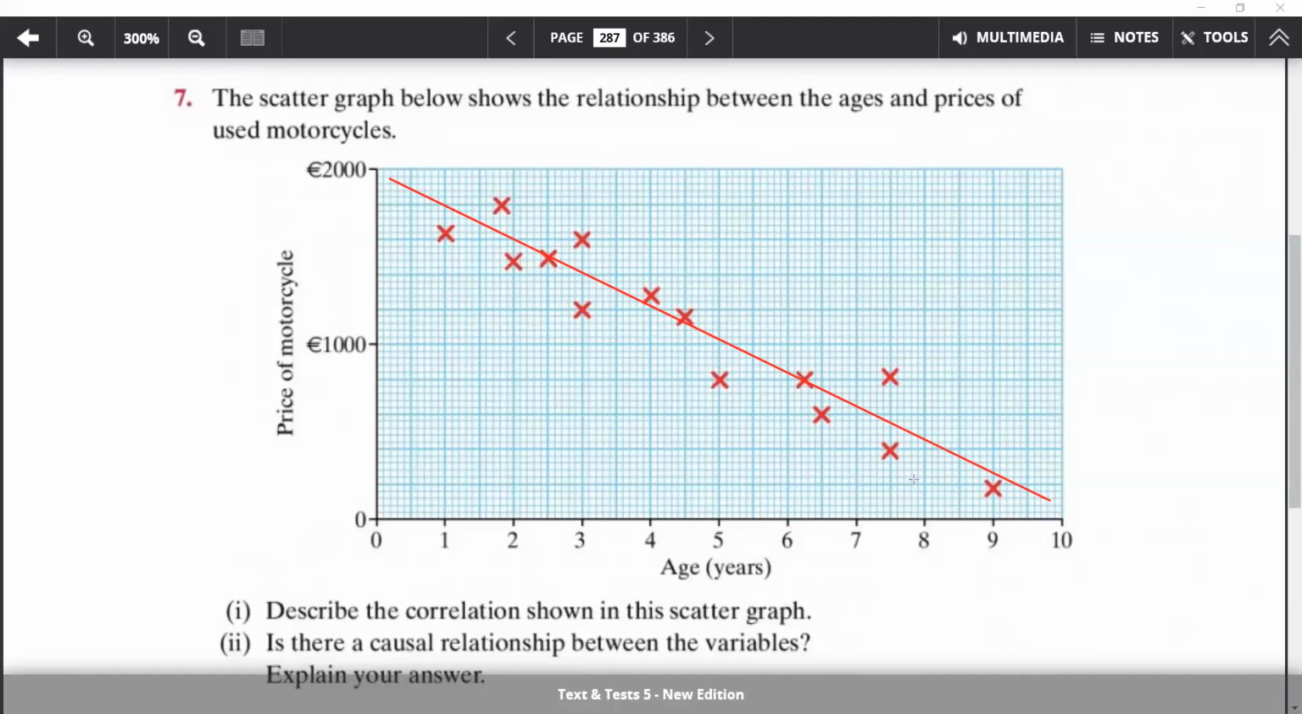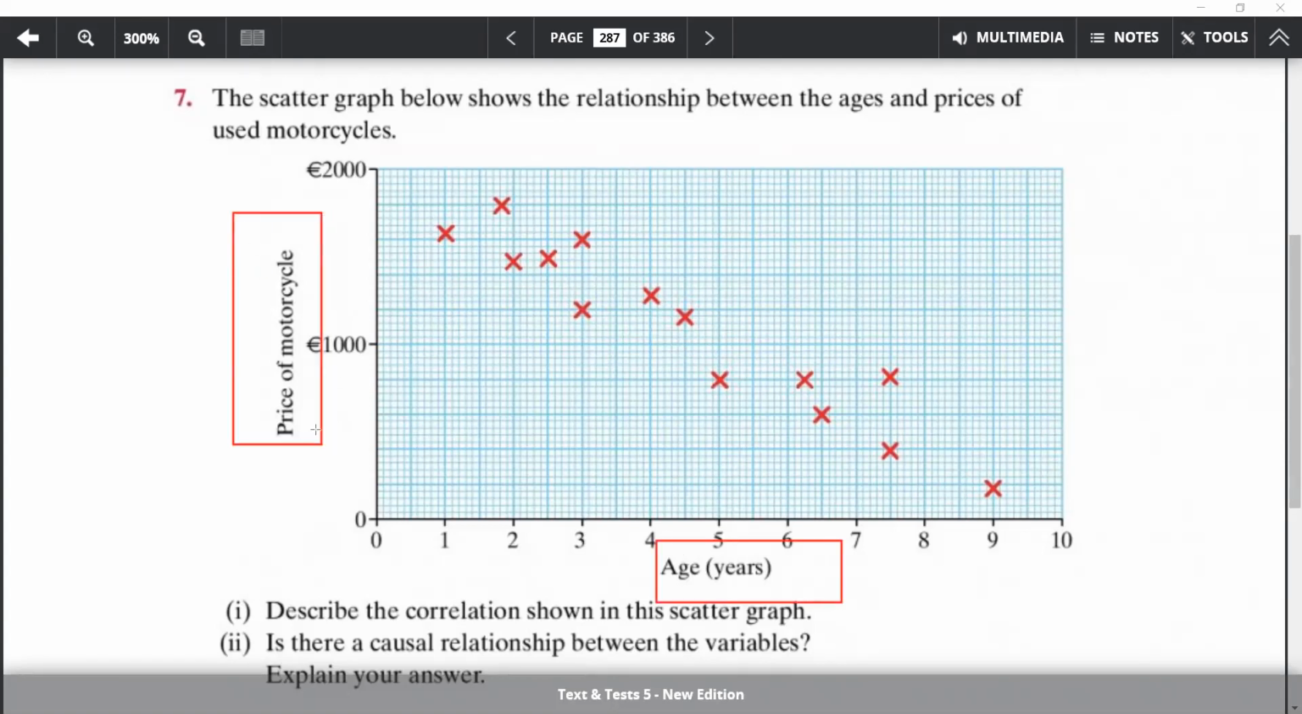Is there a causal relationship between the variables? Explain your answer. So we haven't really talked about a causal relationship. Does the change in one variable cause the change in the other? So in this case, well, as age changes, is that what's causing the price of the motorbike to change? You can say, yeah, an older motorbike is going to cost less, but that's not necessarily always the case.